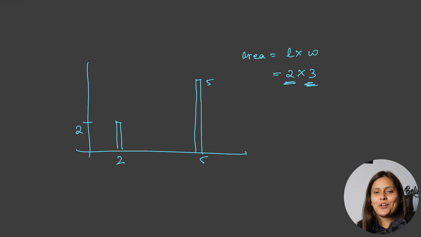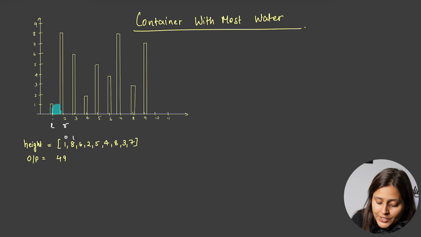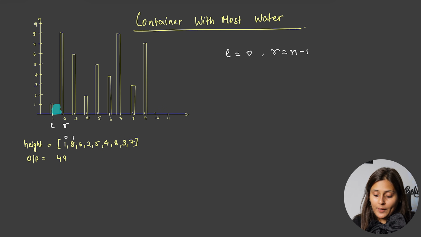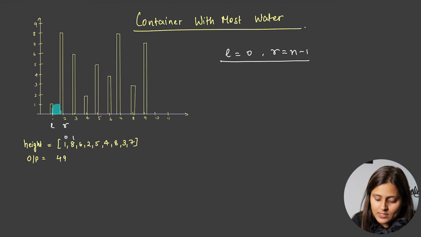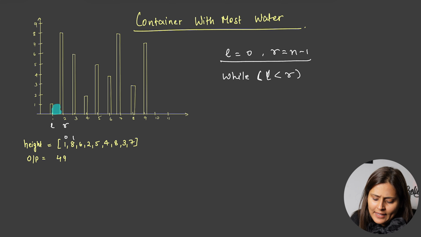Means we can apply the two-pointer concept here. How? We will initialize our left pointer from 0 and right pointer from n-1. And because we want to run this from right and left, we have to enclose this in a while loop: while left does not cross right, we will run the while loop.